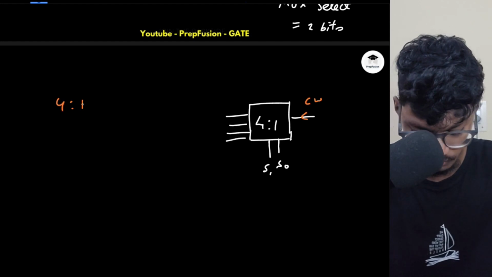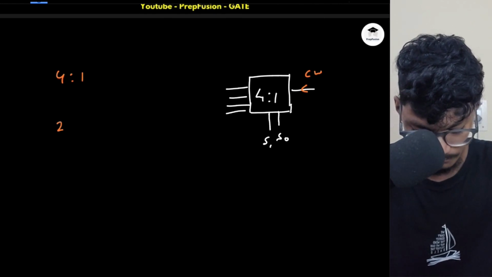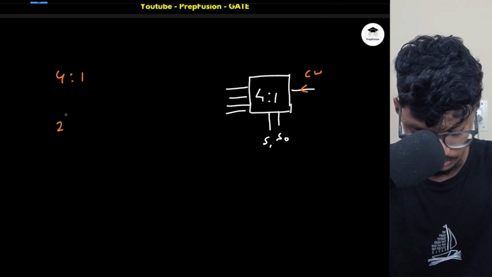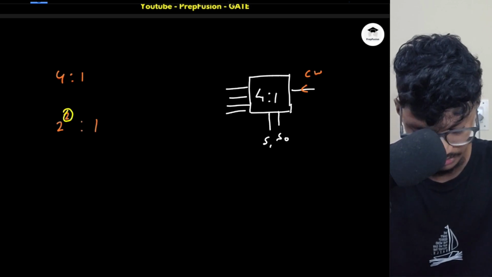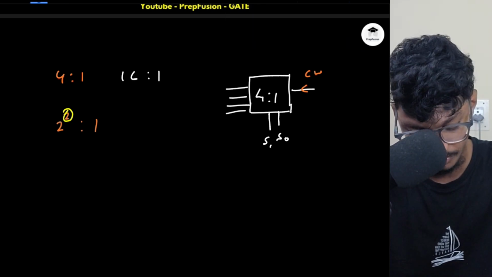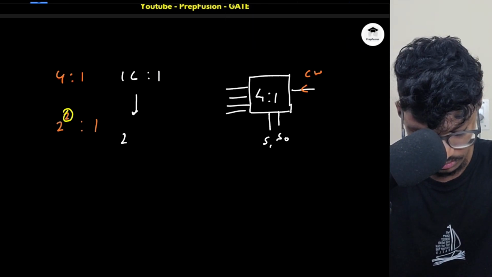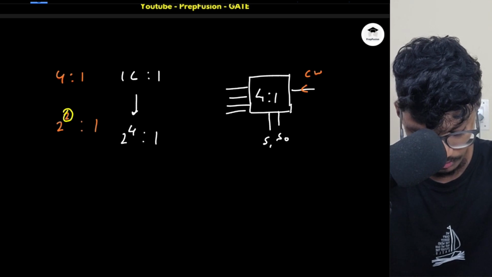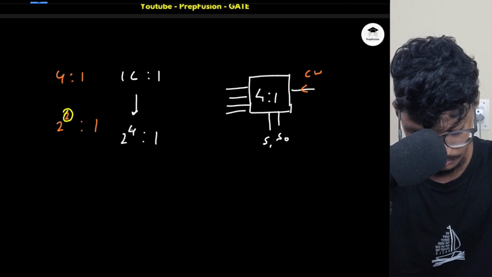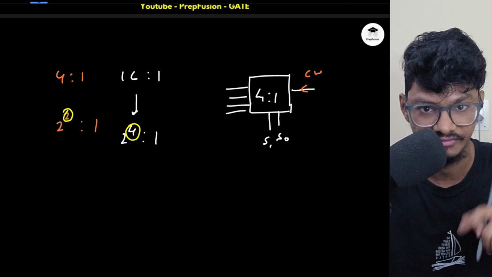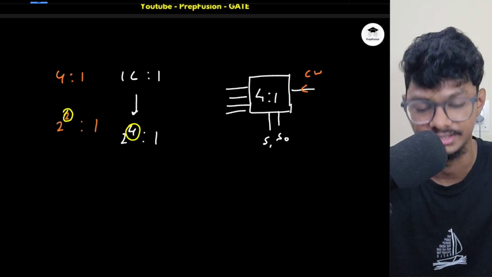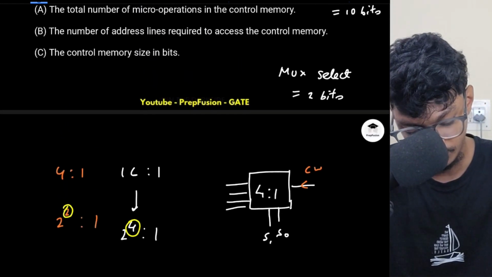It is a 4:1 mux, so it will be 2 raised to power 2, right? That is, I will require 2 bits to define this. If it was a 16:1 mux, what was the formula, if you remember? It is 2 raised to power 4, so I will require 4 bits to define the select line. If it was 8, I will require 3 bits. So simple as that, right? So here I will require 2 bits for mux select.